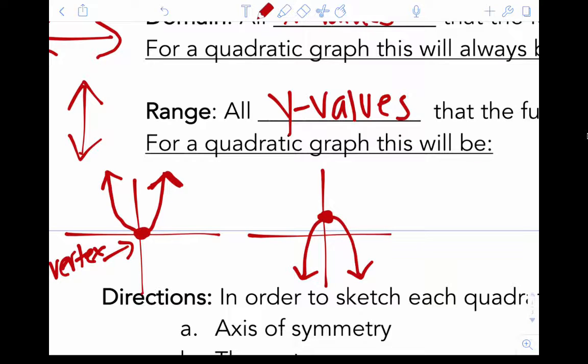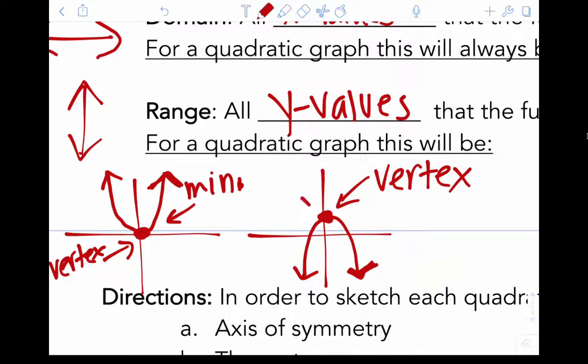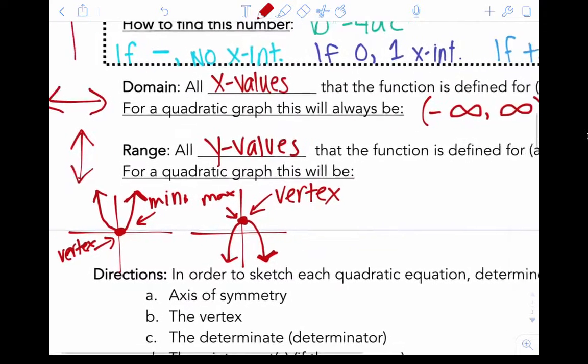Well, right here, that's a highest point. My highest point is a vertex, and then it continues going down forever. Going back to this lowest point, remember the lowest point is called the minimum. And then over on the highest point, that's called the maximum. So those are our two options here.